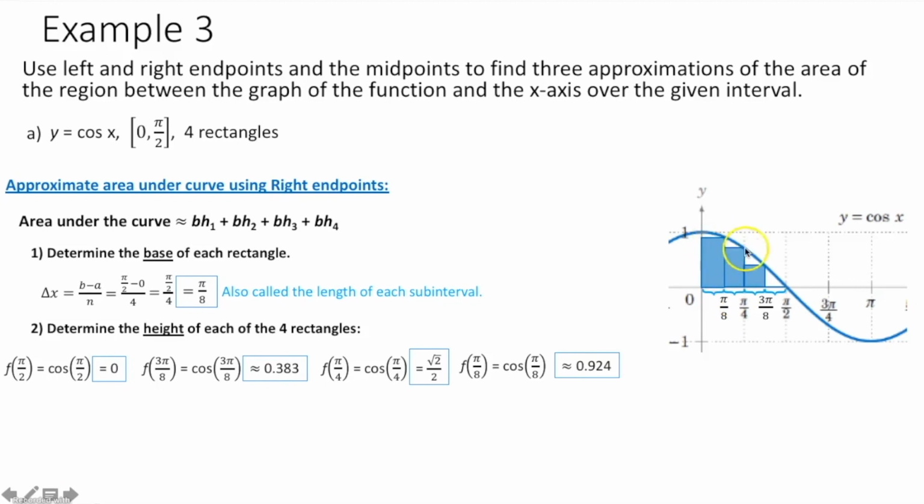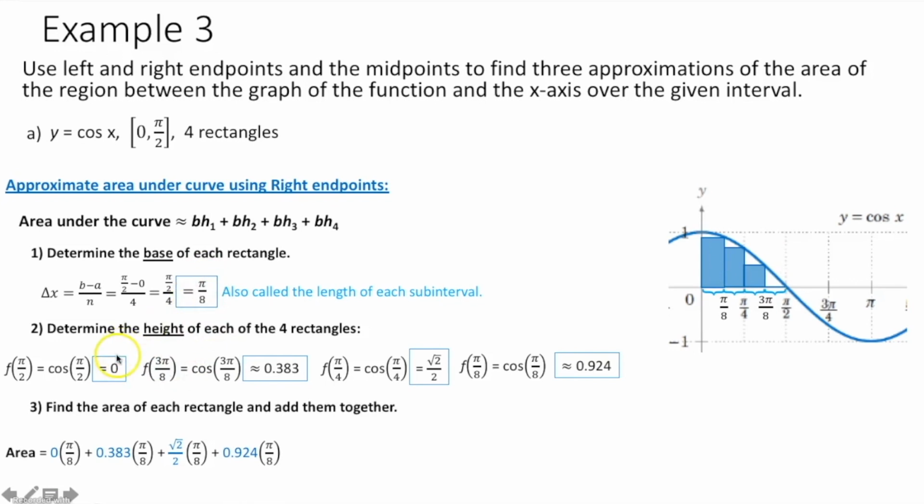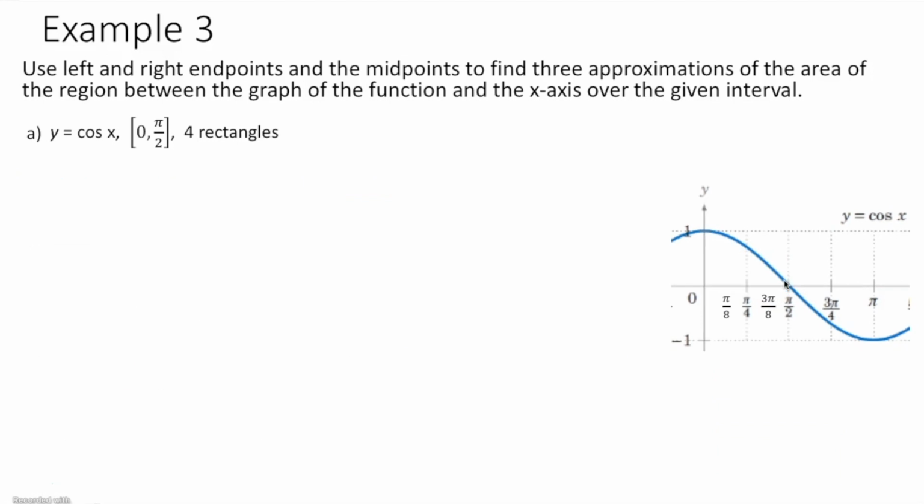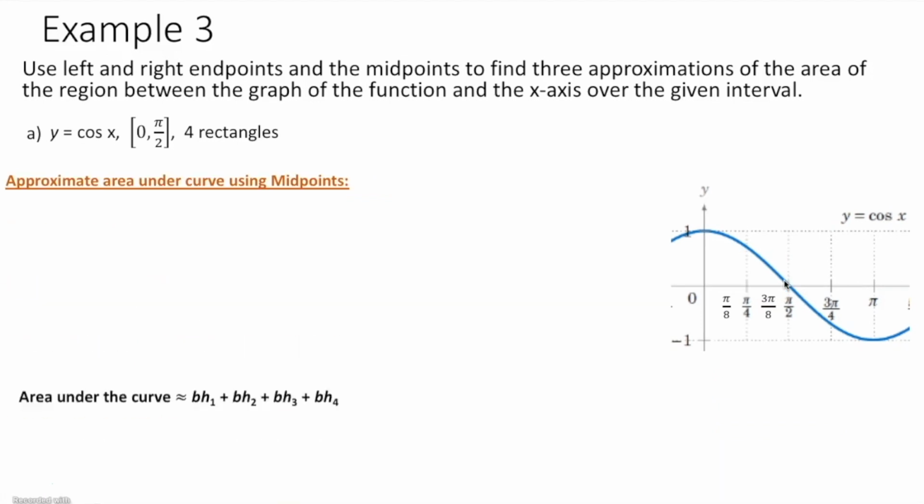Then to get the approximate area under the curve, I need to add together the area of each of those rectangles. So it's going to be pi over 8 times 0, pi over 8 times 0.383, pi over 8 times radical 2 over 2, and pi over 8 times 0.924. That'll give me the area of each of those rectangles, which is approximately 0.791 units squared. Now, is this an over or underestimate? You can kind of see it is an underestimate because the function is decreasing on the interval and it's a right endpoint approximation.